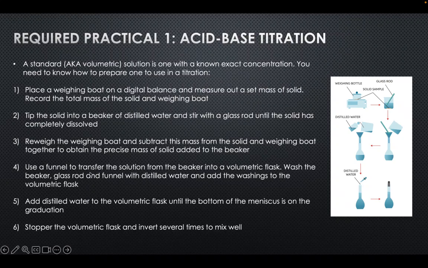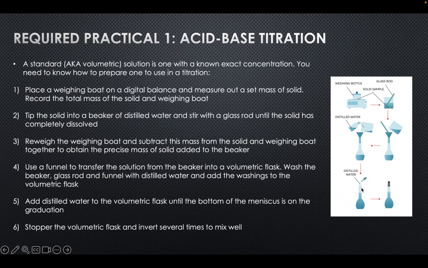So, fourth step, we use a funnel to transfer the solution we made in step 2 from the beaker into a volumetric flask. We then wash the beaker, glass rod, and funnel with distilled water and add the washings to the volumetric flask. That's because there's going to be some solution clinging to this equipment, okay? And we want to get all of it into our volumetric flask to increase accuracy. So, fifth step is we add distilled water to the volumetric flask until the bottom of the meniscus is under graduation. So, you should know what the meniscus is, but I'll briefly just explain.